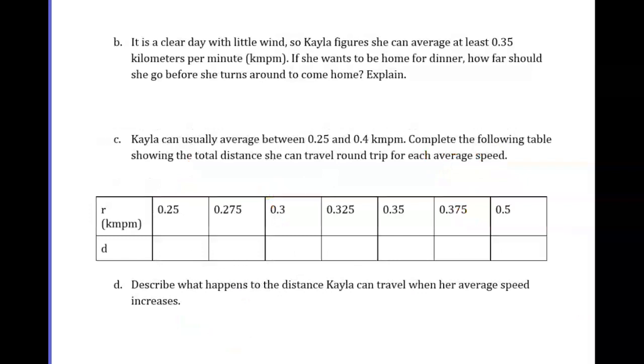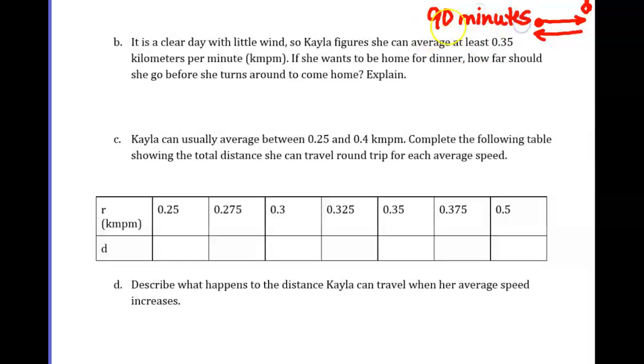So let's look at B. It's a clear day with a little wind, so Kayla figures she can average at least 0.35 kilometers per minute if she wants to be home for dinner. How far should she go before she turns around to come home? And explain. So she's riding out to a certain point and then coming back. We're looking to find the distance she can go out before she has to turn around. And she has 90 minutes to do the whole thing.